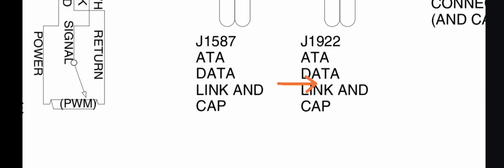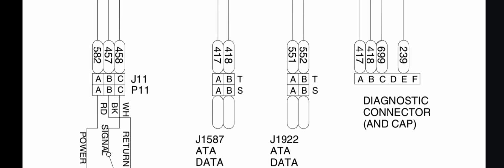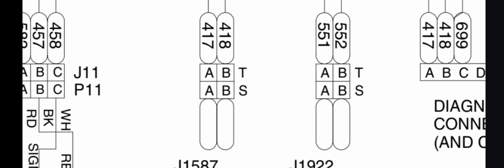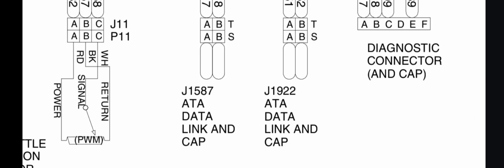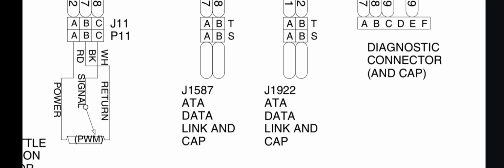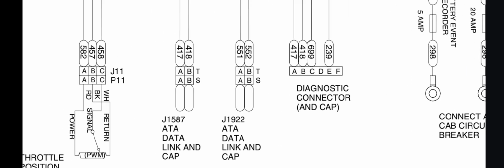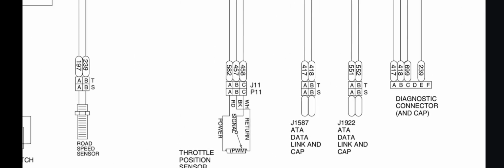Okay, that means these two wires are going to the J1922 ATA data link and cap. Okay, this is going to another data link, and 418 and 417, as you can see, there are two. This is going to the J1587 ATA data link and cap. Okay, and this we already described.